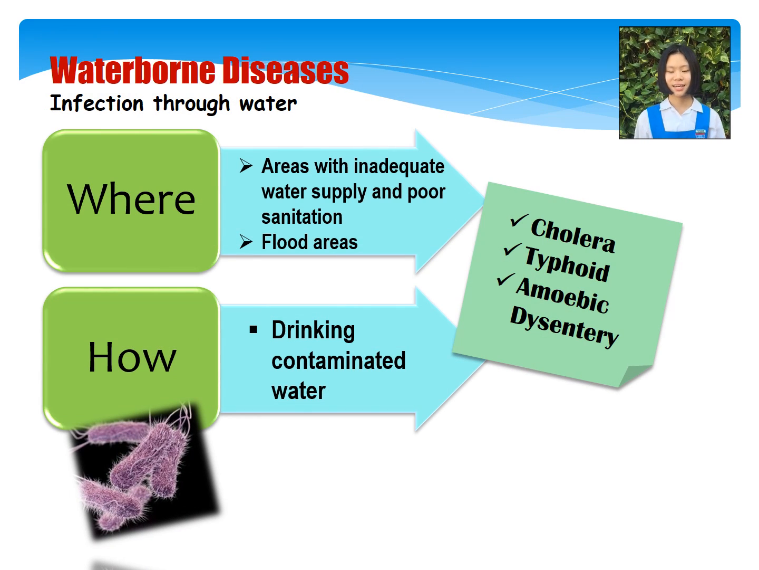Waterborne diseases are infections through water. They can spread in areas with inadequate water, poor sanitation, and also flood areas. They can also spread through drinking unchlorinated water. Examples of waterborne diseases are cholera, typhoid, and amoebic dysentery.